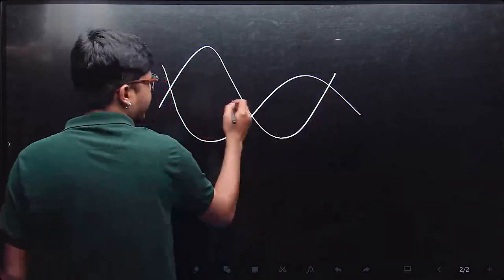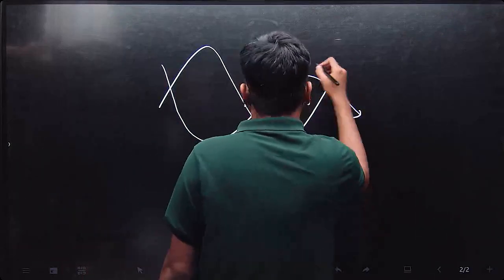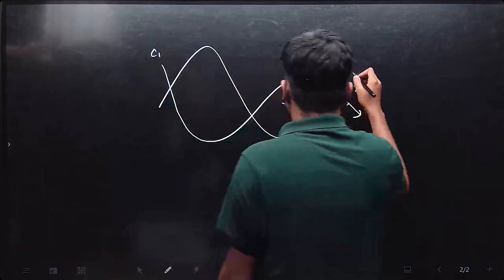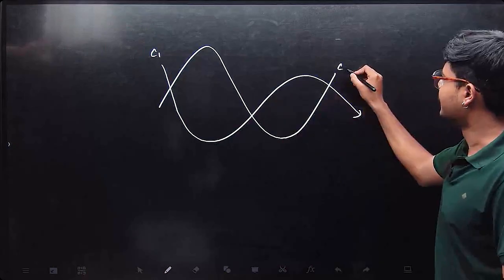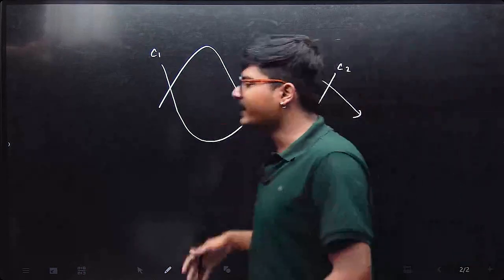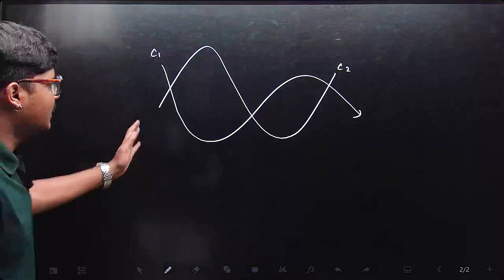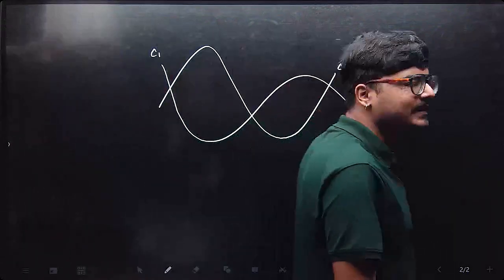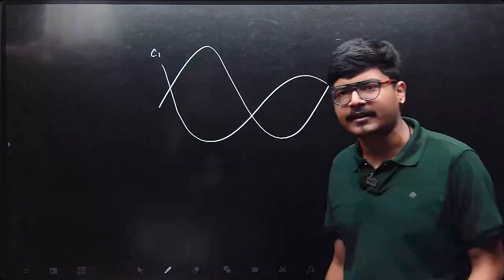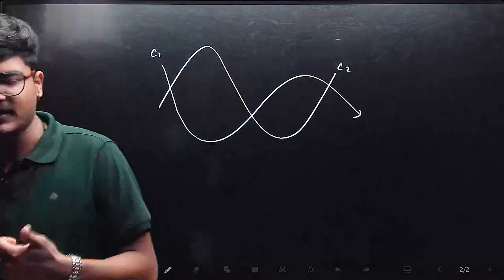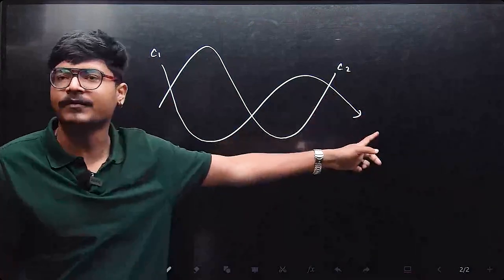Suppose I want you to find the area between these two curves. Suppose this is curve 1 and this is curve 2. When I say area between two curves, most of the times you won't be given the points, because the area between these two curves is basically between the points of intersection. That's the first thing you need to keep in mind. So these points of intersection are something you'll have to find by yourself.